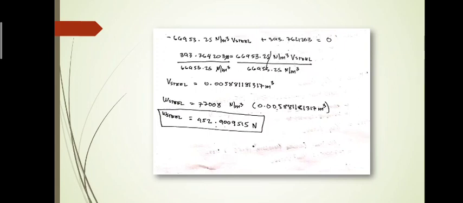Then the W steel equals 77,008 Newton per cubic meter times the V steel, 0.005881317 cubic meter, is equals to 452.9009519 Newton.